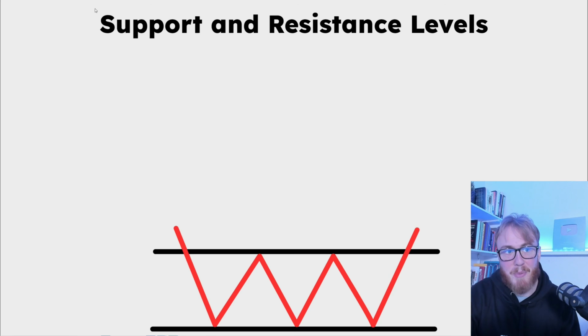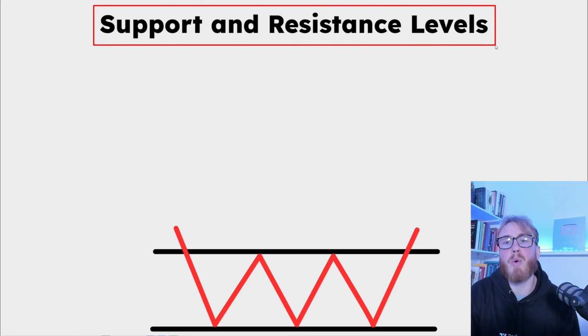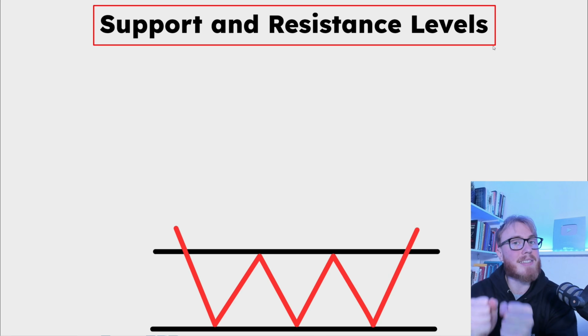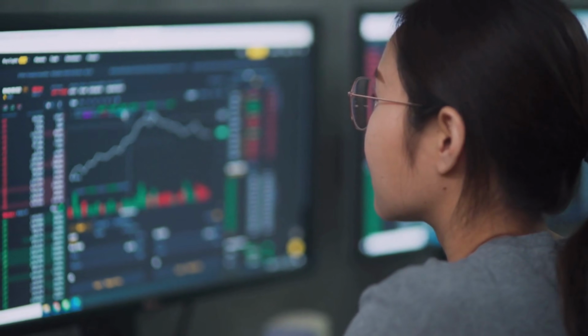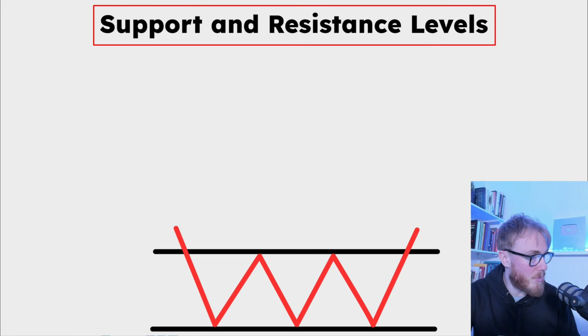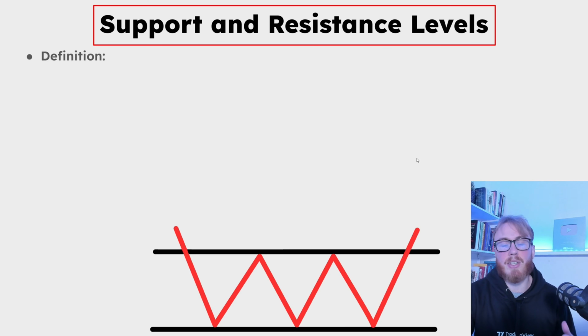Alright, so now it's time to take a look at support and resistance. And this right here is a concept at the very core of day trading and technical analysis. So make sure, guys, to really pay attention to this chapter. But first of all, let's take a look at the definition here of support and resistance.